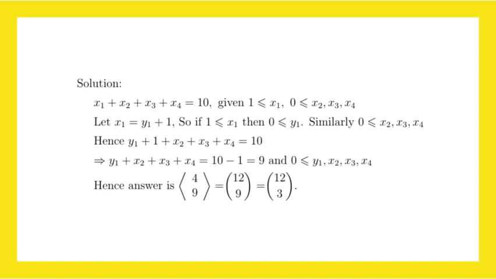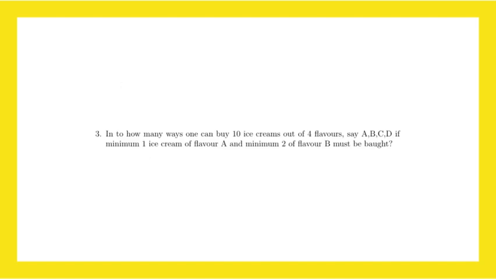Using change of variable, we have solved this problem successfully. The answer is going to be 4 elbow 9, which is going to be smaller than 4 elbow 10, because we are not considering the cases where x1 is equal to 0. Let us look at the third problem.